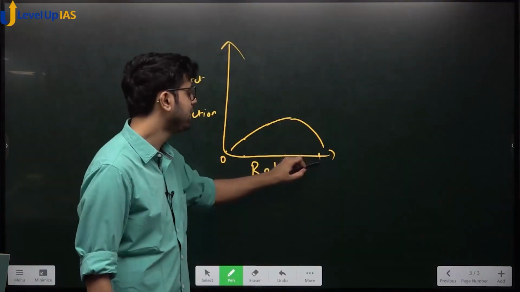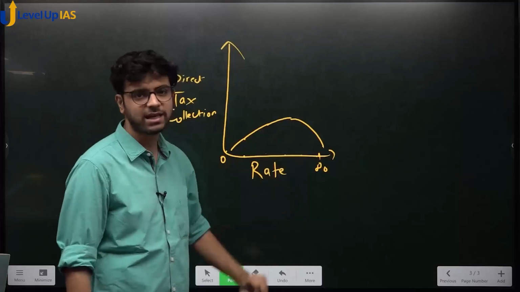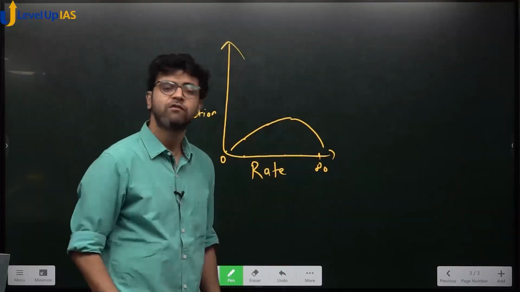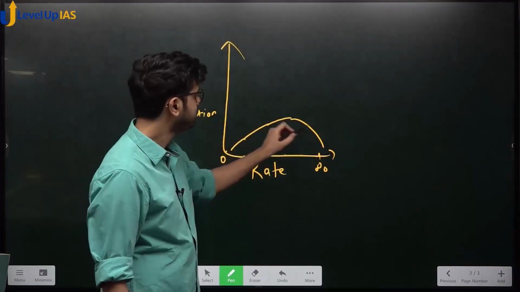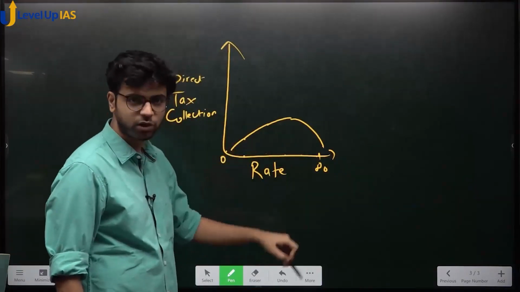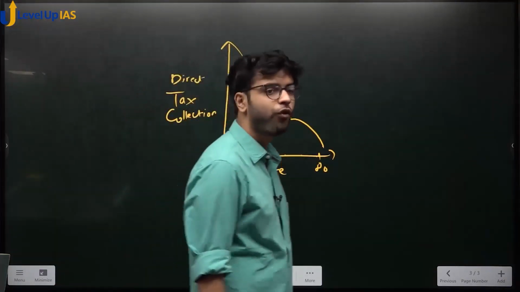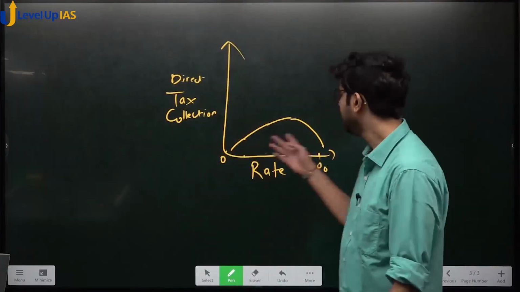So let's say here it is 80%. At 80%, you will have very little tax collection, because very few people will be willing to pay tax at 80%. Others will not pay. Okay? So can I say it is an inverted U-shaped curve? Yes or no? Do you agree with this? So what is the ideal tax rate? What do you think is the ideal tax rate here?